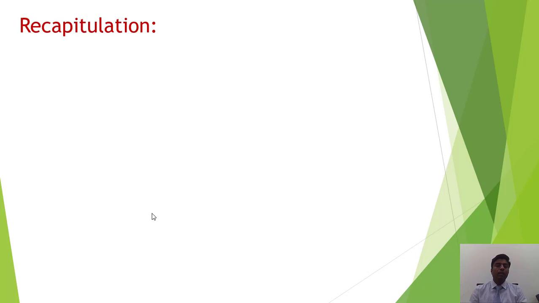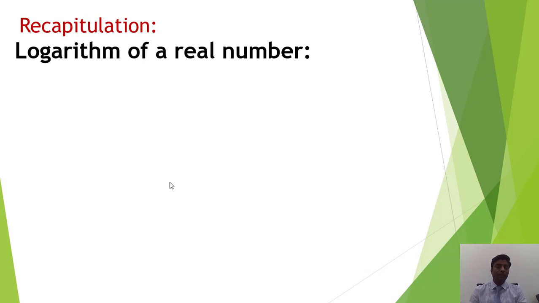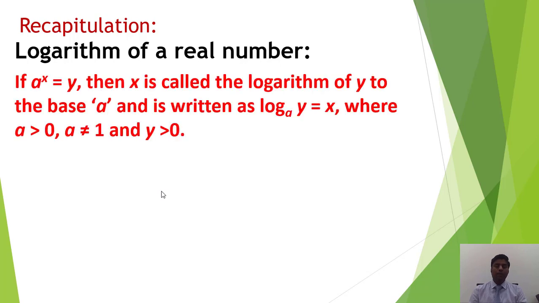Recapitulation: logarithm of a real number is defined as, if a raised to power x equal to y, then x is called the logarithm of y to the base a and is written as log y to the base a is equal to x, where a greater than 0, a is not equal to 1 and y greater than 0.